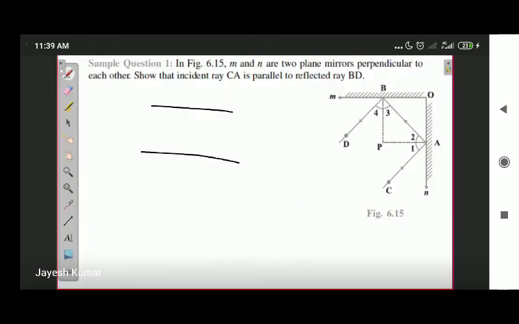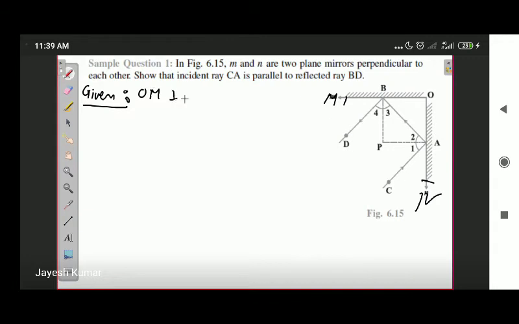Okay. In this manner, this time we have again two mirrors, but the placement of the mirror is different from what we had then. The placement of the mirrors is such that both the mirrors are perpendicular to each other. First of all, let me write down M and N. Let's take this point M. Make this point N. OM is perpendicular to ON. Okay. That means this angle is 90 degrees.